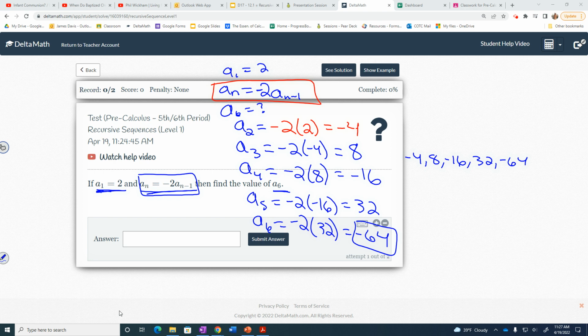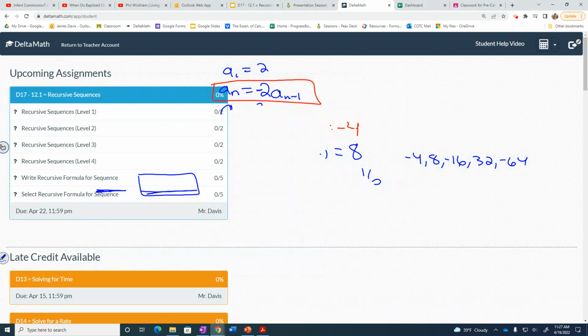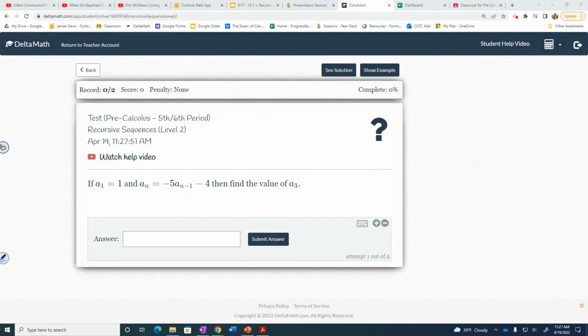All right, so that's the easiest level. So let's try the next one. And all of these are very similar. It's just maybe an extra operation in each one. It's going to work the way up. All right, so I'll write out the next one. We've got a sub 1 is 1. We've got a sub n equals negative 5 times a sub n minus 1 minus 4.